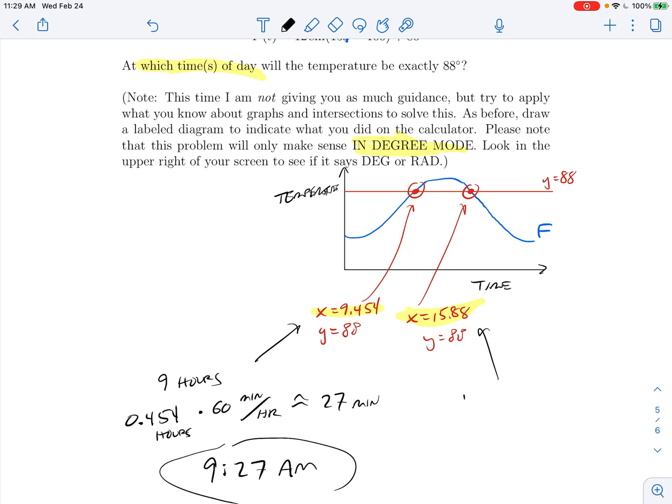What's this other time? Well, that would be 15 hours. And then the 0.88 hours, again, let's convert that to minutes. There's 60 minutes per hour. So 0.88 times 60, with a little bit of rounding, is about 53 minutes. So 15 hours and 53 minutes after midnight. Well, the 15 is really 12 plus 3. So 12 hours to noon plus 3 is 3:53 p.m.